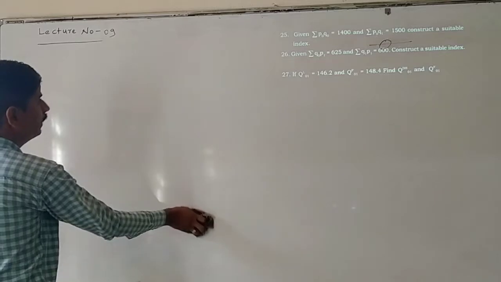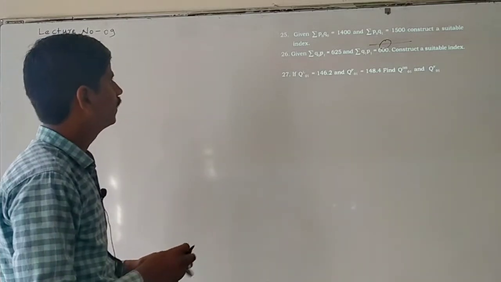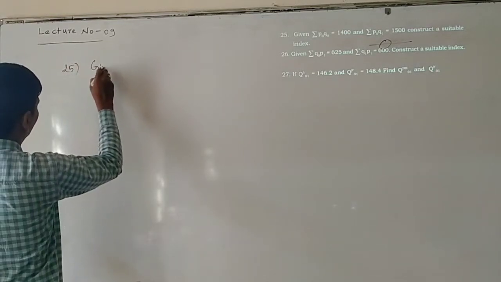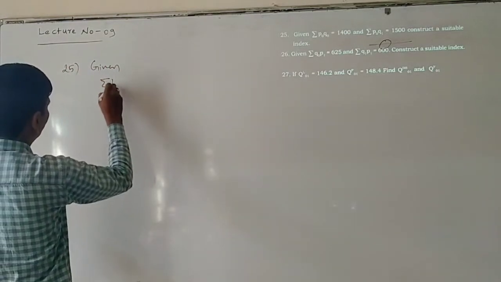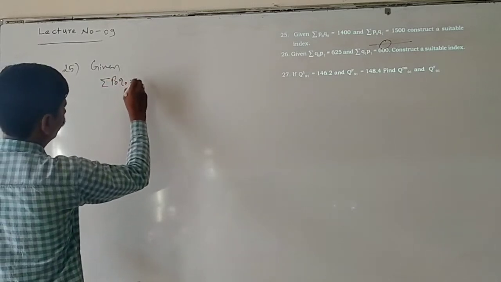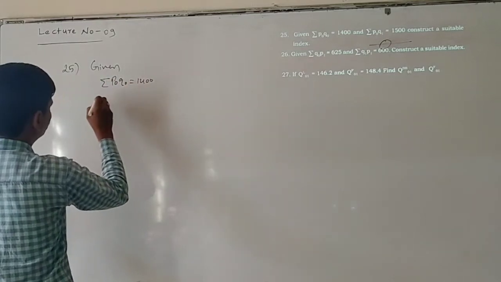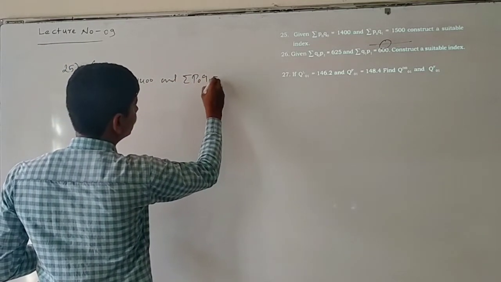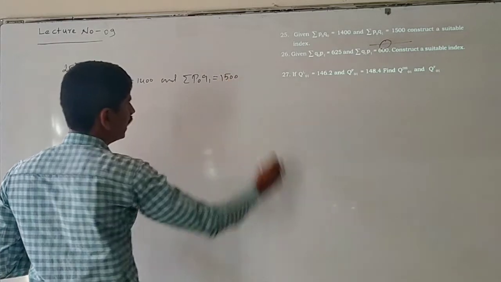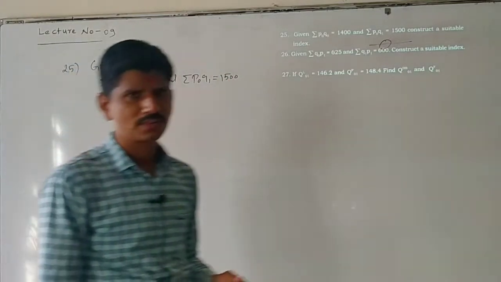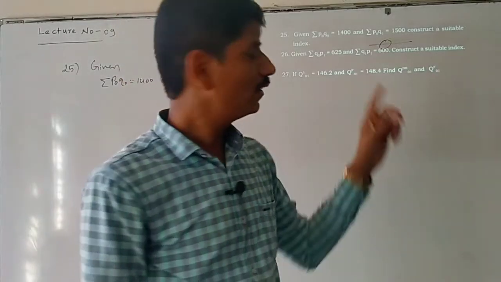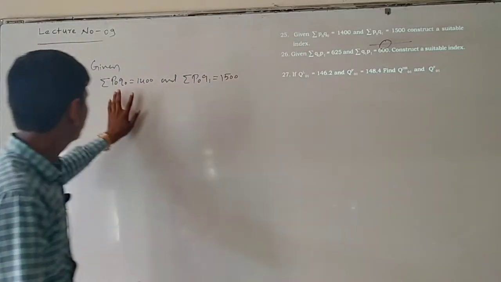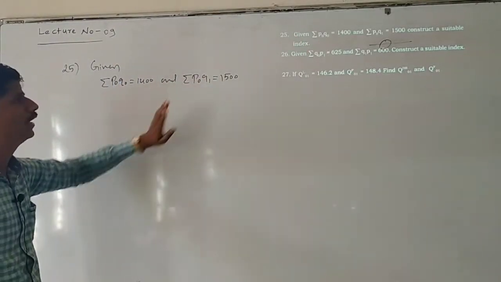Problem number 25. Given sum of P0 Q0 is 1400 and sum of P0 Q1 is 1500. Construct a suitable index number. Here the problem is a 2 marks question. They are given sum of P0 Q0 is 1400 and sum of P0 Q1 is 1500. Construct a suitable index number.